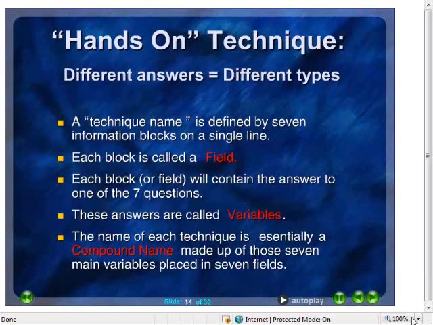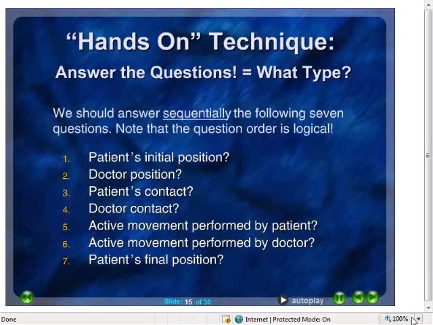Each block is called a field. Each block or field will contain the answer to any one of the 7 questions. These answers are called variables. The name of each technique is essentially a compound name made up of those 7 main variables placed in 7 fields. We should answer sequentially the following 7 questions.